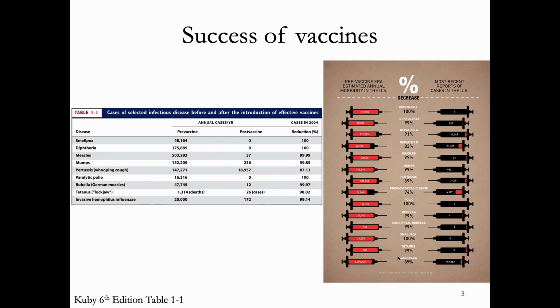So these data are some data about the success of vaccines that are out there. You've got a table as well as a graphic that give you information about number of cases pre-vaccine and post-vaccine per year and the percent reduction. You can see that in graphic form. Here, the full syringe is the pre, the empty syringe is the post. And so you can look at this slide in detail.